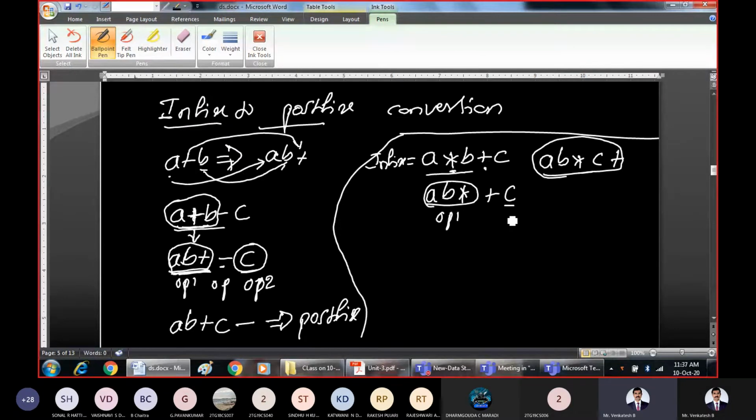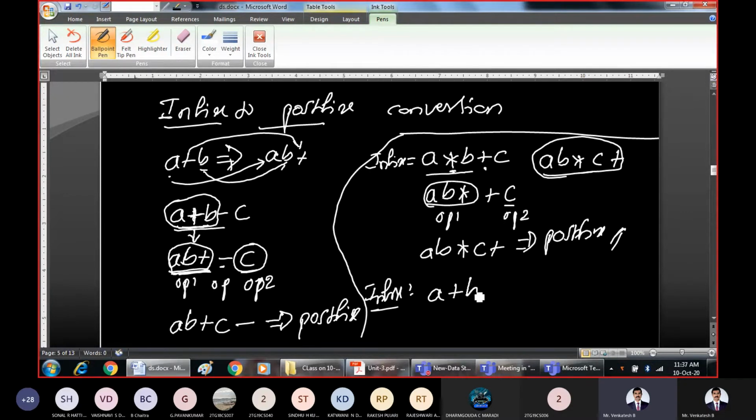Then this expression should be converted. This is operand 1 and this is operand 2. How do you convert this to postfix? Write the first operand AB star, then take the second operand, then write the operator. So this is its postfix form. We are just taking the priority values. Now I'll take one more example. If the same expression is like this, A plus B star C, what will be the postfix form for this?